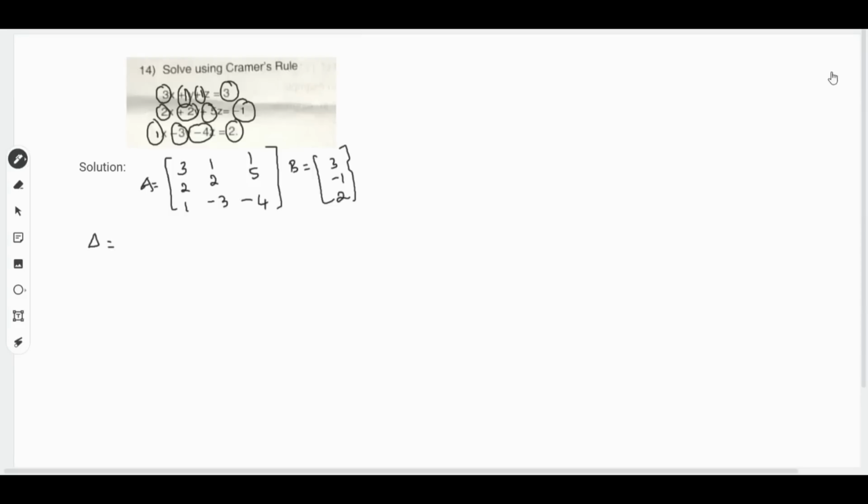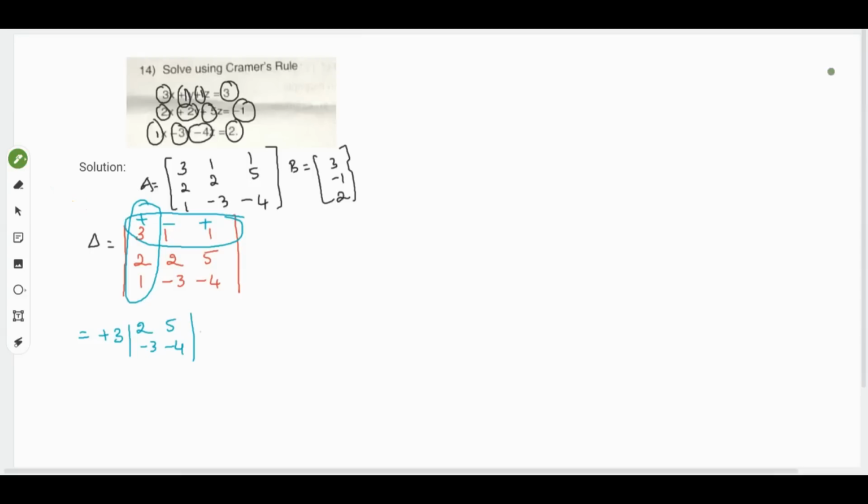Delta is nothing but it's in the form of a determinant, that will be 3 1 1, 2 2 5 1, minus 3, minus 4. So yeah, we will take the signs as plus, minus, plus. So I'll be taking the first term to find the determinant of it. So it will be plus 3, and the terms which are left out will be 2, 5, minus 3 and minus 4.